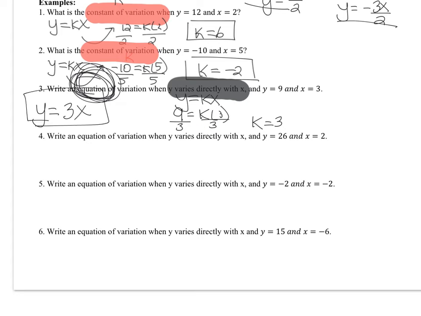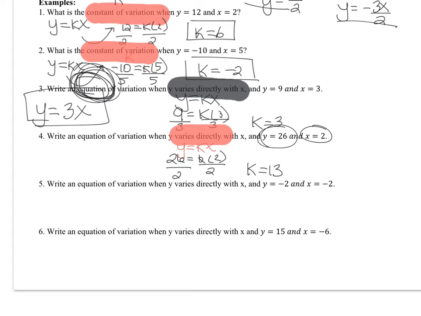Let's look at the next one. It says write an equation of variation when y varies directly with x. I see the word varies directly. I immediately write y equals kx on my paper. In order to write an equation, I have to find k. How do I find k? I plug 26 in for y and 2 in for x. So, divide by 2 on both sides. K equals 13. If I circle this, it'll be wrong because that's not an equation. My equation will be y equals 13x.